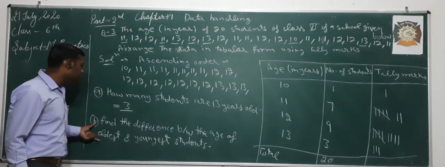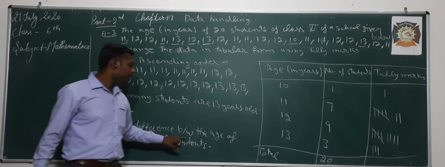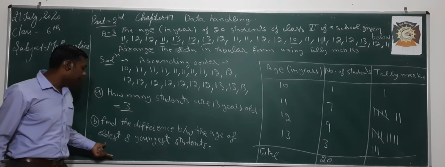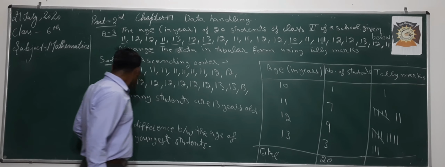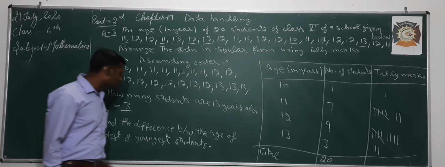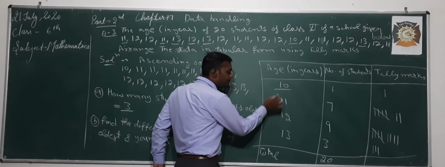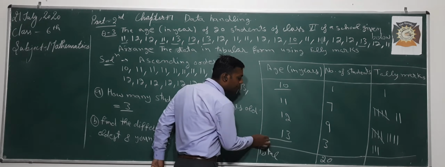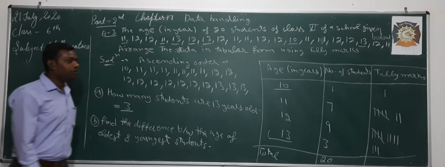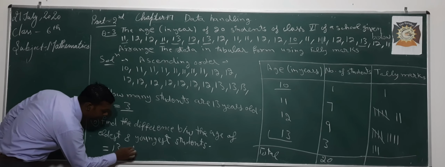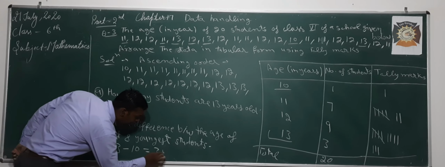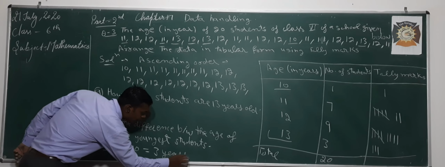The next question is: find the difference between the ages of the eldest and youngest. We have to find the difference between the eldest and youngest. The youngest age is 10 and the eldest age is 13. So the difference between eldest and youngest is 13 minus 10, which is equal to 3 years. That's your answer.